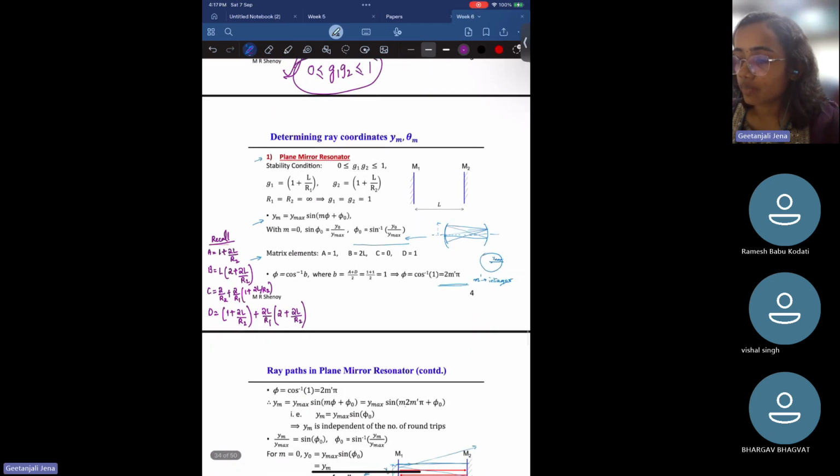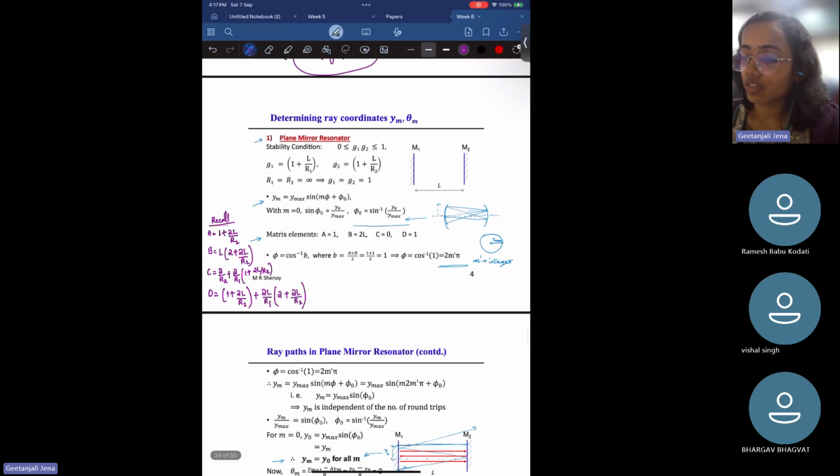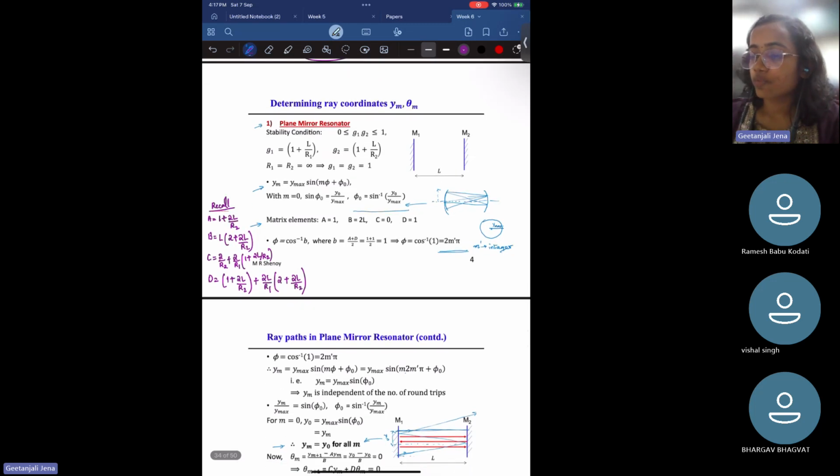So let us see the cases one by one. The first one is the plane mirror resonator. We have seen this satisfies the stability condition. So please remember all these important conditions. This won't be given in the question paper, so you have to remember all these conditions.